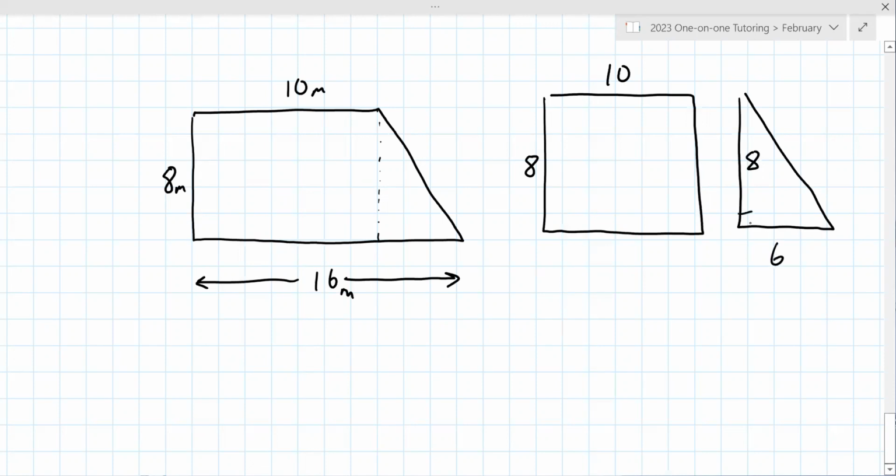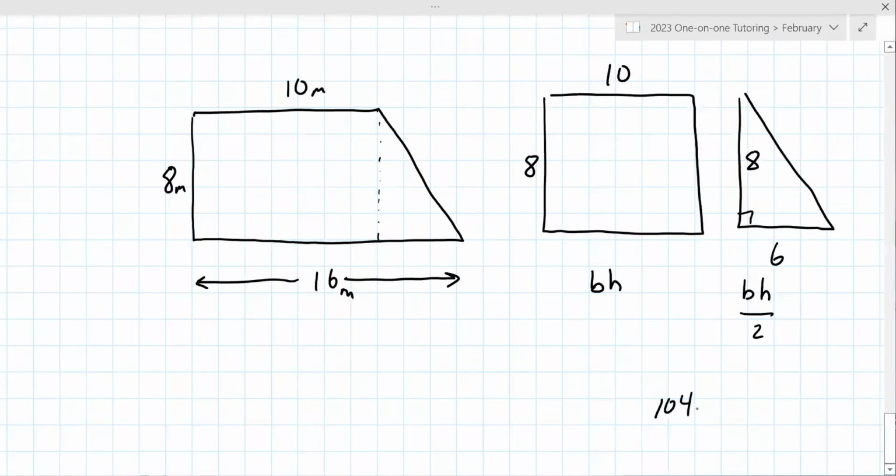Yeah. And then you can use your formulas to find the area. Base times height divided by 2. So then 6 times 8, 48 divided by 2 is 24. And then you'd add that to the 80. That's right. So then 24 plus 80 is 104.